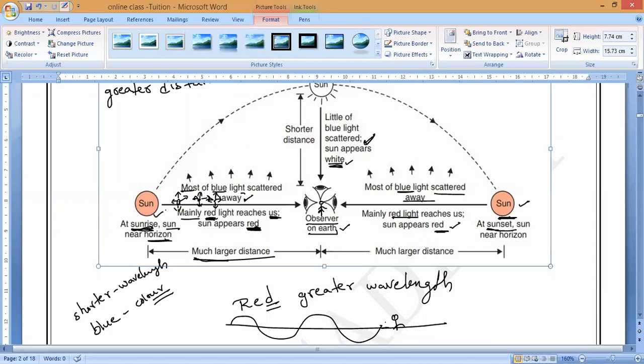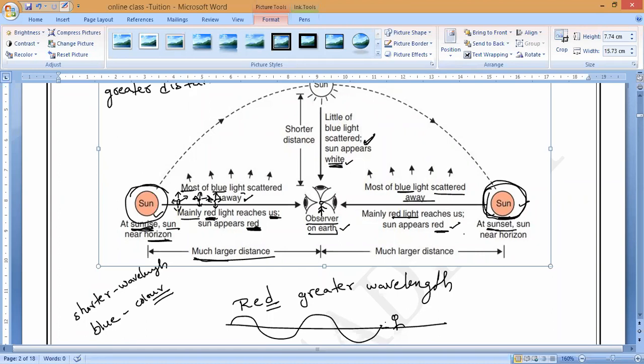Do you understand, guys? So that is the reason. Due to the same reason, the sky surrounding the sun during sunrise and sunset also appears to be red, because the surroundings we can see are like a projection of the red color of the sun. It will also appear to be what? Red in color.